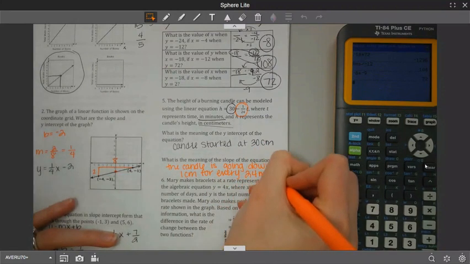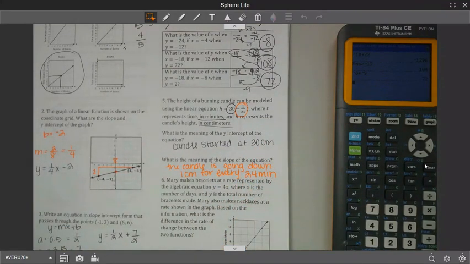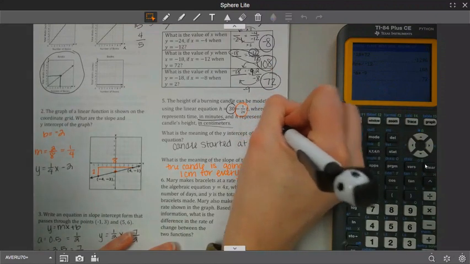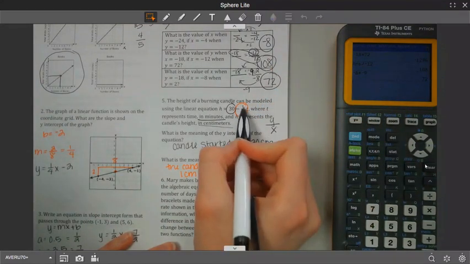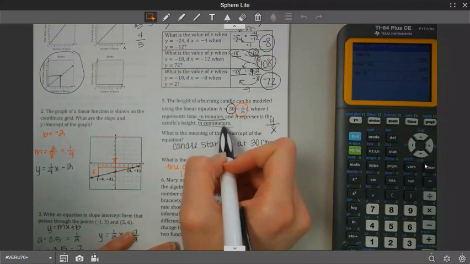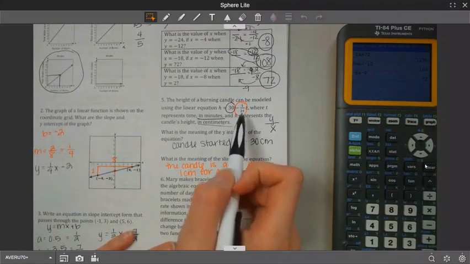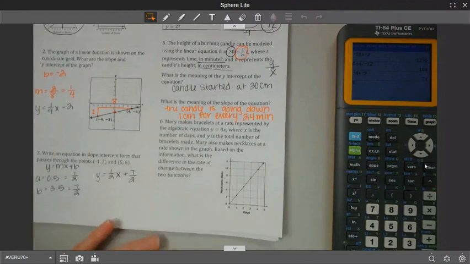Well, how did I know that it was 1 centimeter for every 24 minutes? Well, remember, time is always independent. So time is always going to be your x. And when we look at our rate, it's going to be change in y over change in x. Well, y was the centimeters. x has to be the minutes. So 1 centimeter for every 24 minutes.